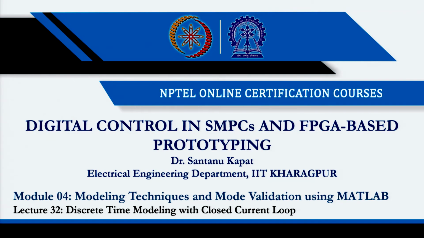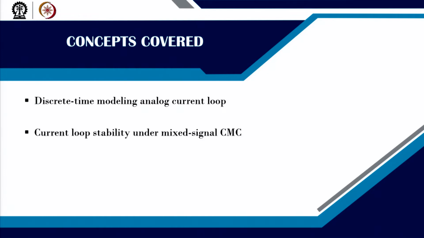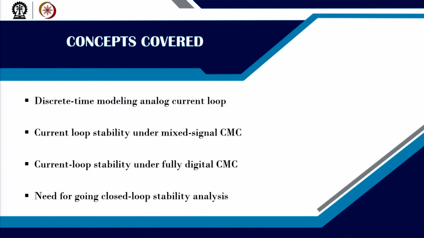Welcome back. In this lecture, we are going to talk about discrete time modeling with closed current loop. We will first consider analog current mode control and their current loop stability with only inner current loop closed. Then we will talk about the stability criteria of the current loop under mixed signal current mode control, and then the stability criteria under fully digital current mode control. And why do you need to go for closed loop stability analysis, that also we will see in this lecture, the motivation behind analysis of closed loop stability.